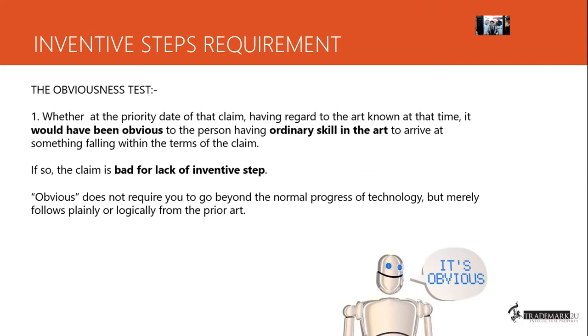Now, inventors, before you come to see people like us, patent agents or whatever, you can actually do a self-test. Take out the whole checklist. So I passed the novelty test. Now I want to pass the inventive step requirement test. So how should I do it?